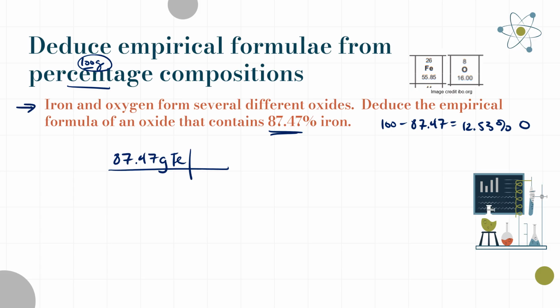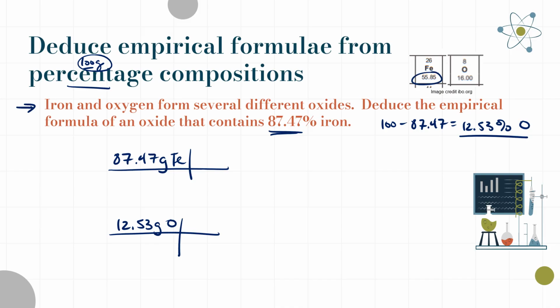I'm going to set up my railroad tracks because we're going to turn those grams into moles, because remember that our empirical formula gives us mole ratios, not gram ratios. We have to turn our grams into moles. Next step, we're going to do the same thing for oxygen. So if I've got 100 grams total of this iron oxide and 12.53% of 100 grams is oxygen, 12.53% of 100 is 12.53 grams of oxygen.